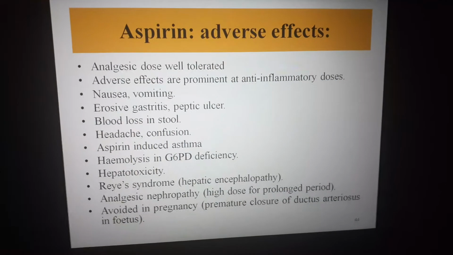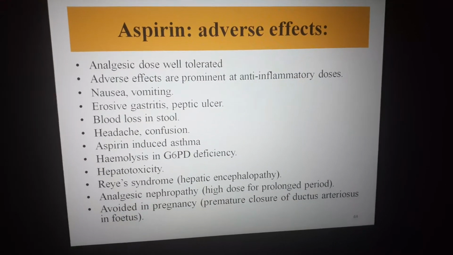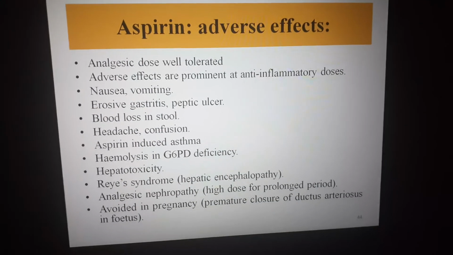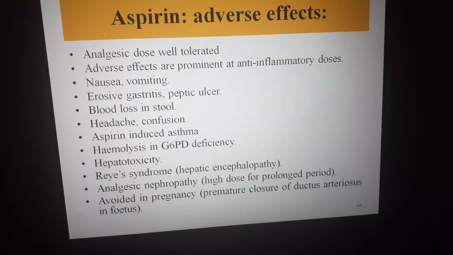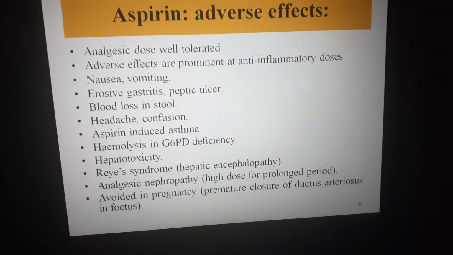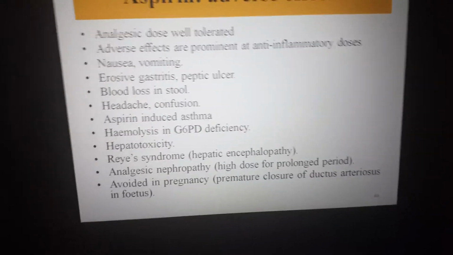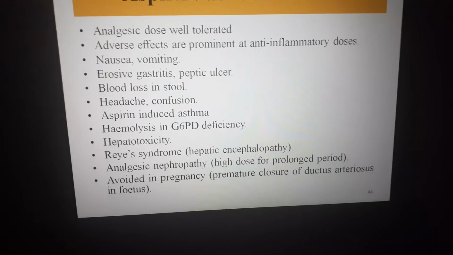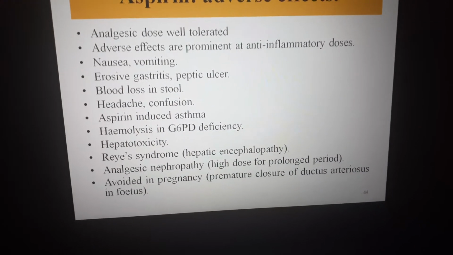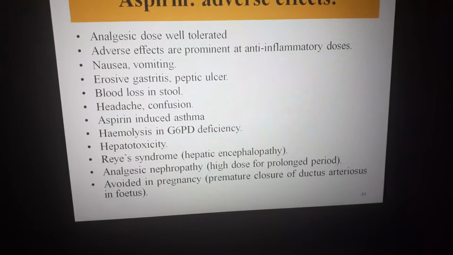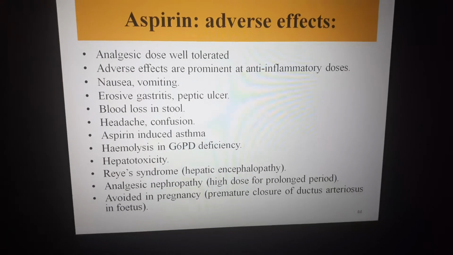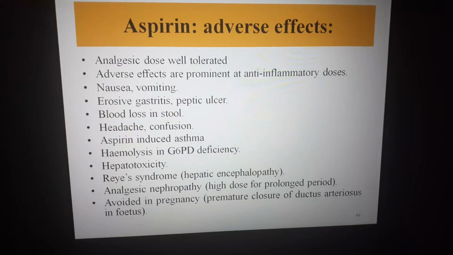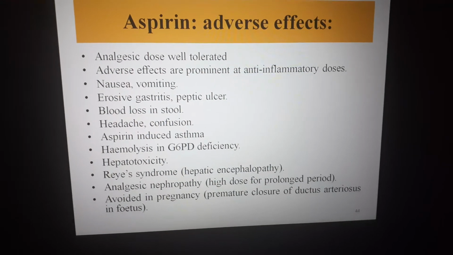Adverse effects of aspirin include nausea, vomiting, erosive gastritis, peptic ulcer, blood loss in stool, headache, confusion. Aspirin-induced asthma and sometimes nasal polyps may be seen. Hemolysis in G6PD deficiency, hepatotoxicity, Reye's syndrome, that is hepatic encephalopathy, analgesic nephropathy with high doses for prolonged use, and this drug is avoided in pregnancy because it can cause premature closure of ductus arteriosus in fetus.